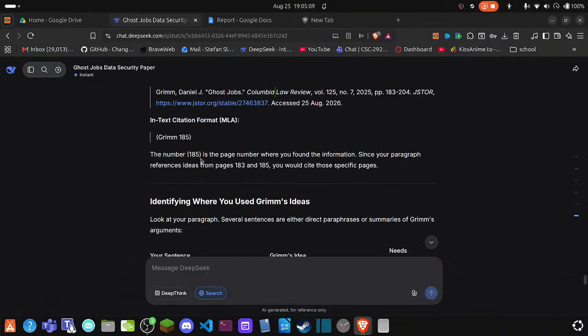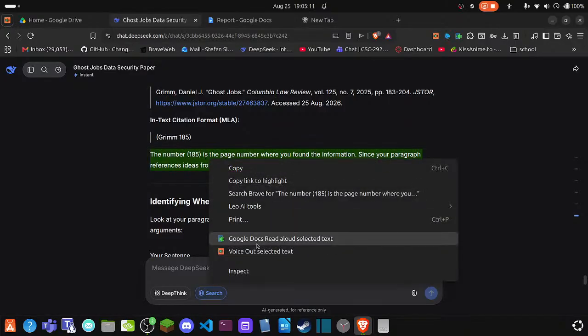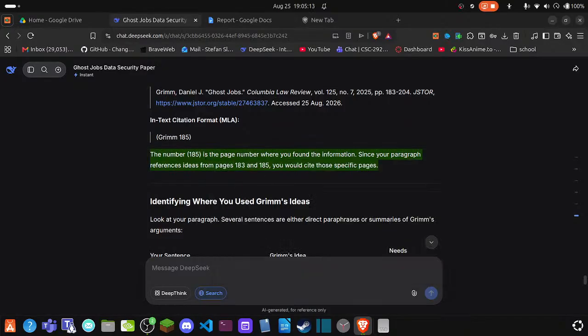In-text citation MLA. The number 185 is the page number where you found the information. Since your paragraph references ideas from pages 183 and 185, you would cite those specific pages. I do. Oh yeah, I do. I see the pages.